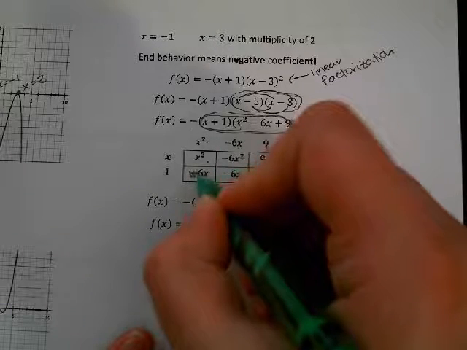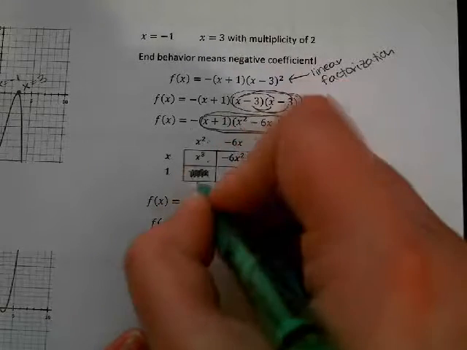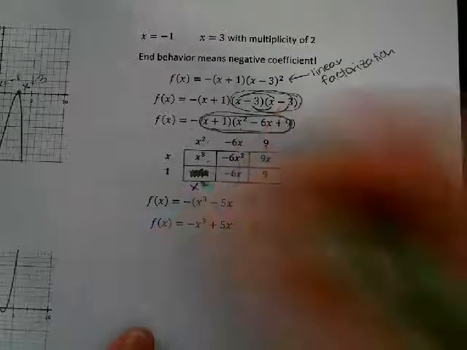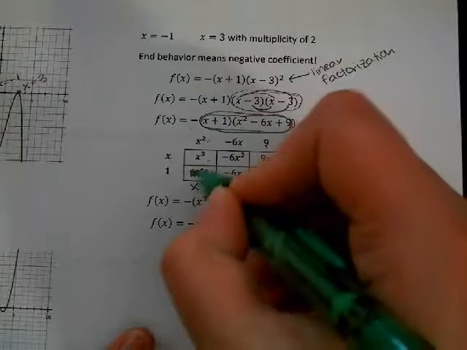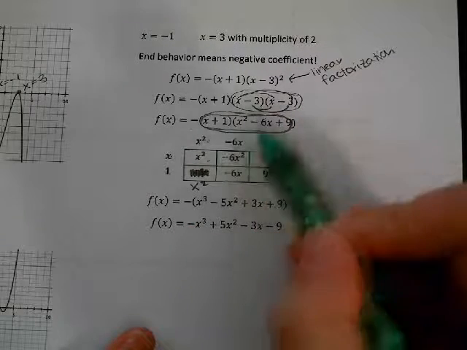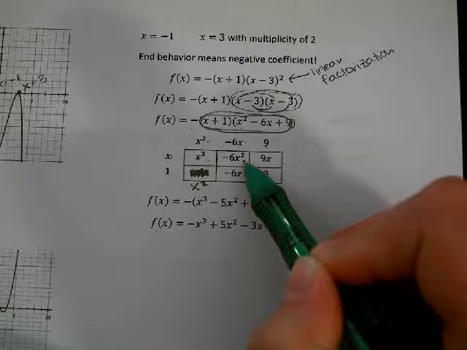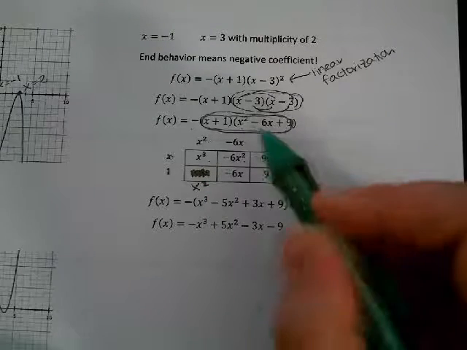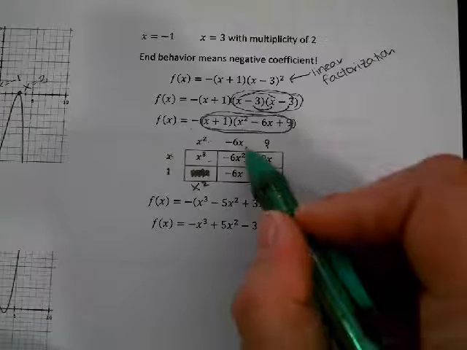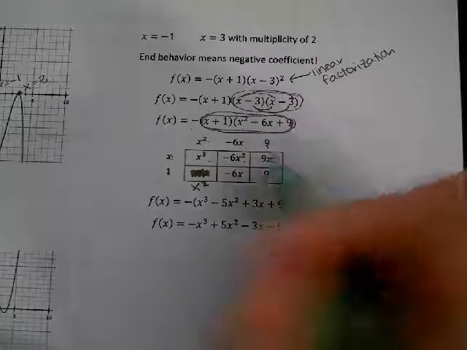I have so many typos on here that I did not notice. 1 times x squared is x squared. Let's fix that. X times negative 6x is negative 6x squared. I think I did that to make sure my students were awake. So we're awake now. Good thing. 1 times negative 6x is negative 6x. X times 9 is 9x. And then 1 times 9 is 9.